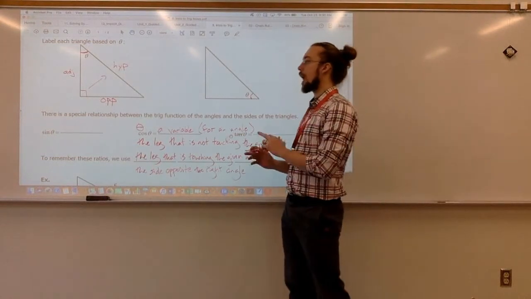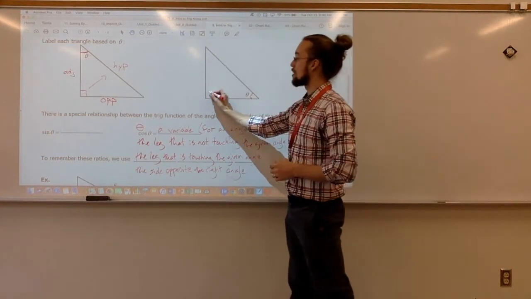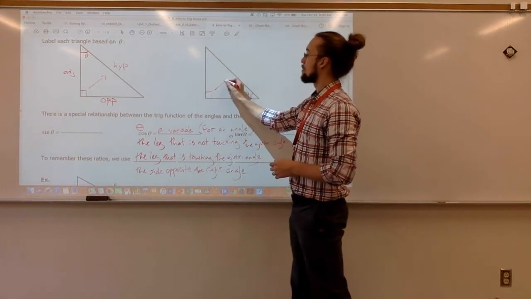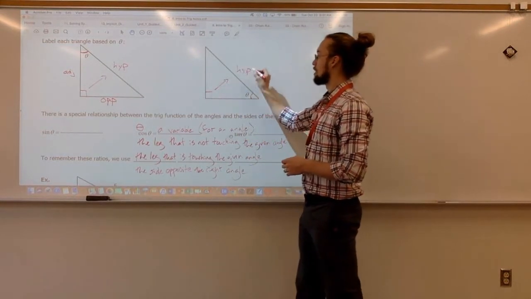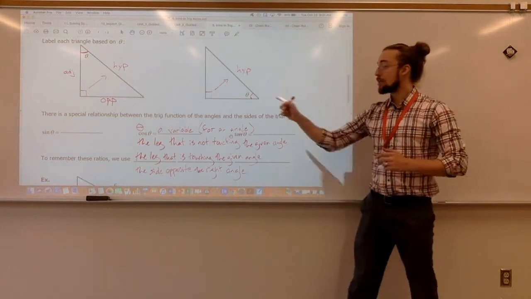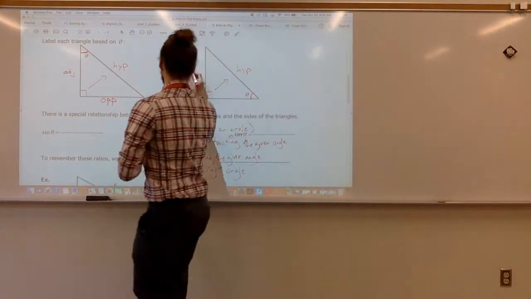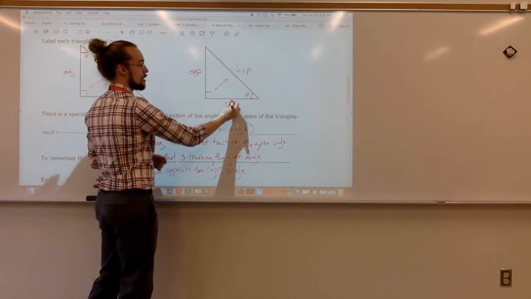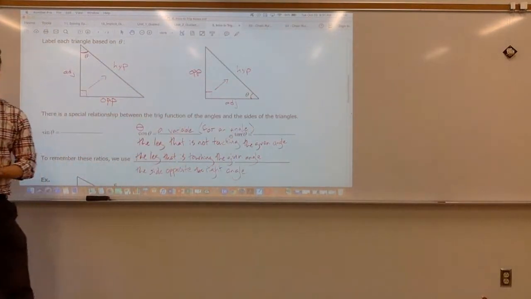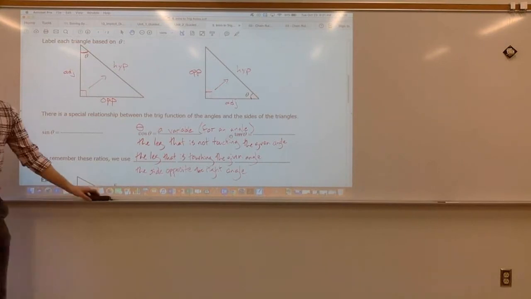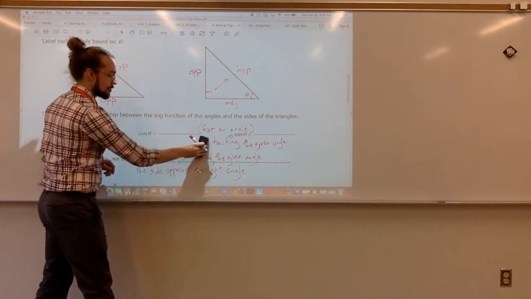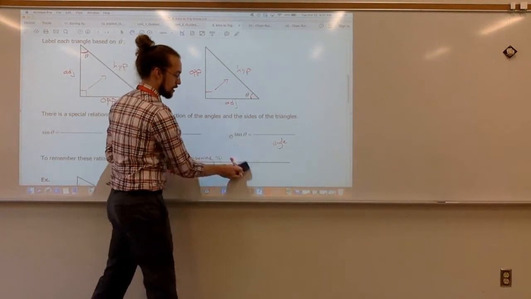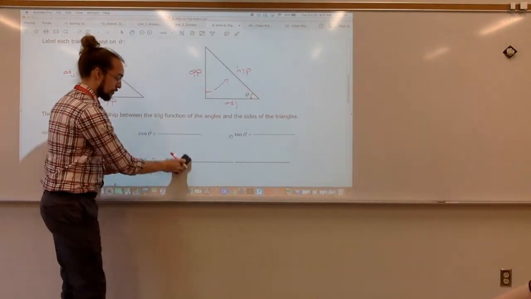Exactly. It changes the opposite and the adjacent. The hypotenuse does not change. The hypotenuse is still the side that's opposite the right angle. But the opposite side is over here, and the adjacent side would be down here. So, let's go ahead and define our trig functions now.